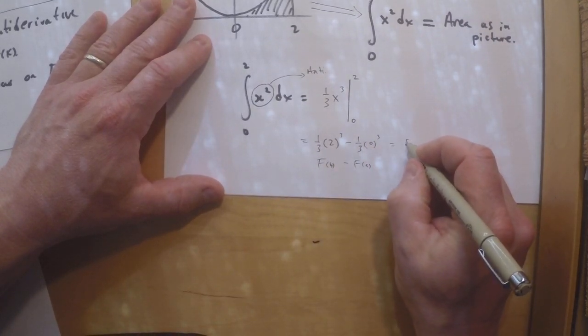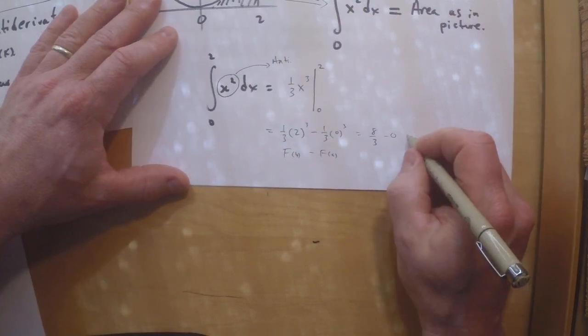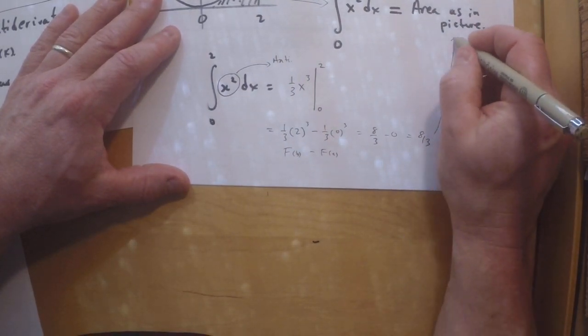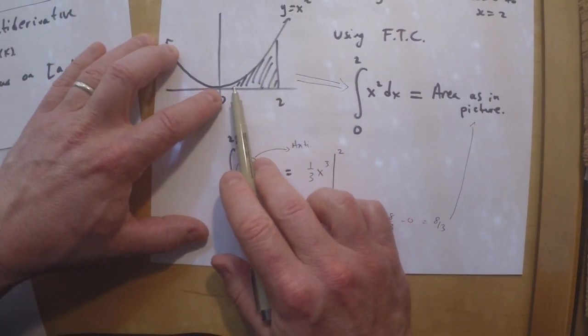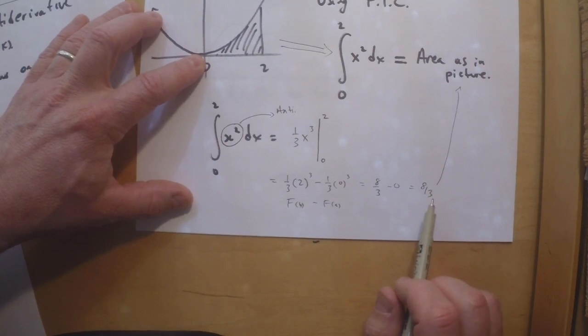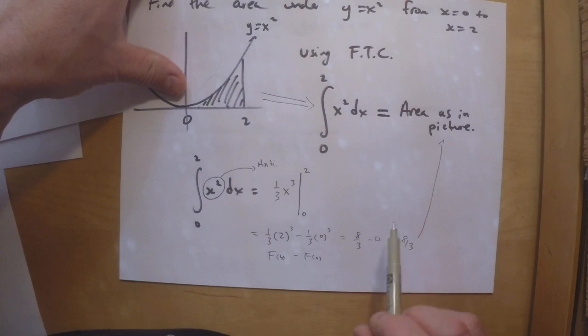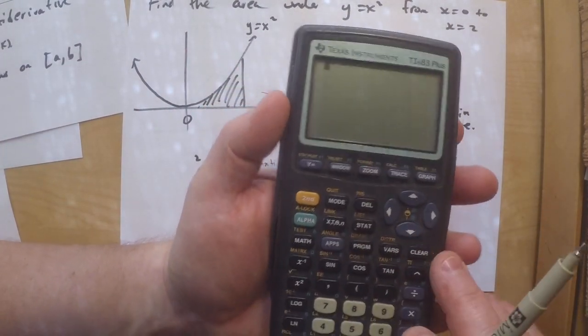So this gives me 8/3 minus 0, because 0 cubed times 1/3 is 0. And you get 8/3 out. So the area under the parabola from 0 to 2, the exact area, is 8/3 of a squared unit, which is really neat. If you happen to have a graphing calculator, you can do it on Desmos as well.